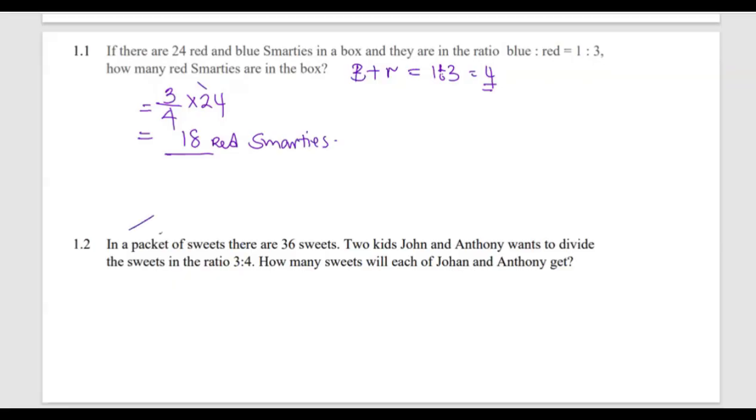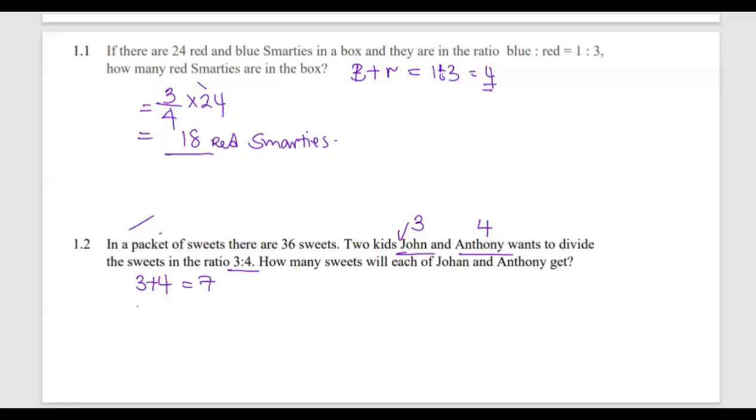In a packet of sweets, there are 36 sweets. Two kids, John and Anthony, want to divide the sweets in a ratio of 3:4. How many sweets will each get? Now, a ratio means if John gets 3, Anthony gets 4. If John gets 6, Anthony gets 8. You understand? So let's see. We are going to share the sweets. So all you are going to do is get the ratio and add it up. You get the answer 7.